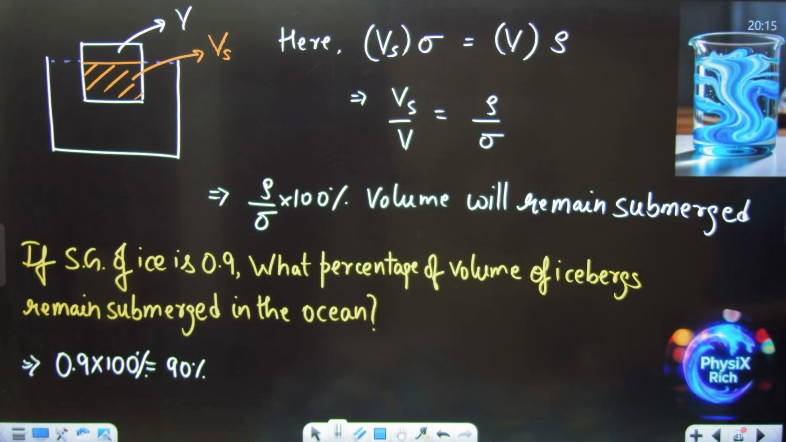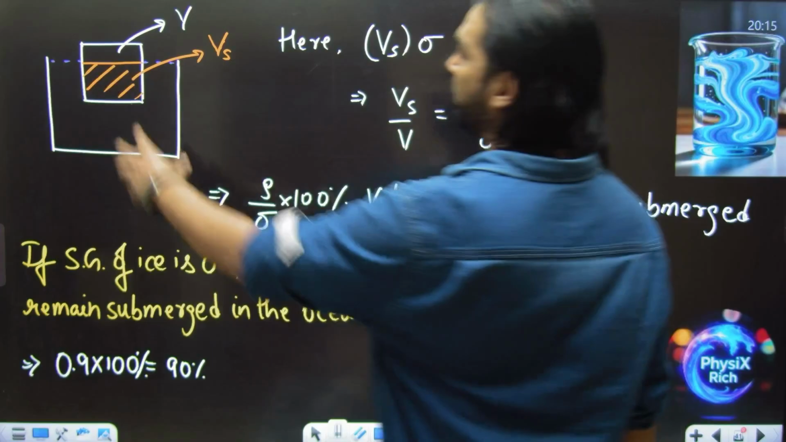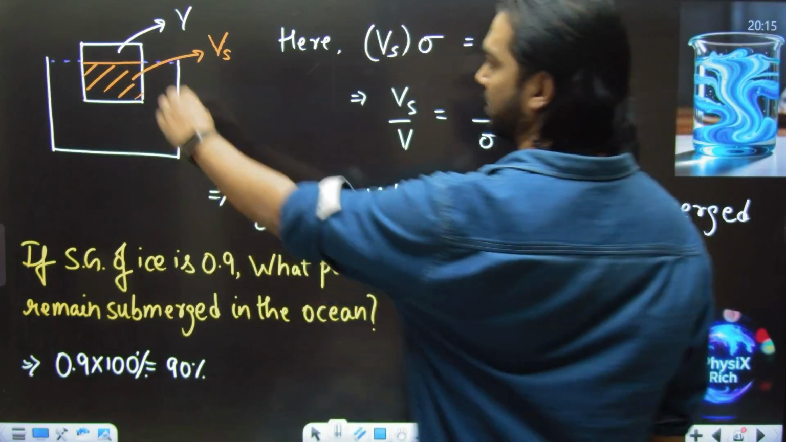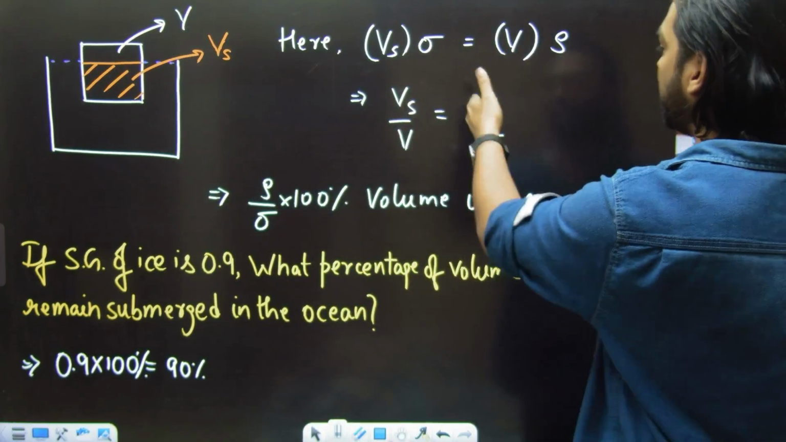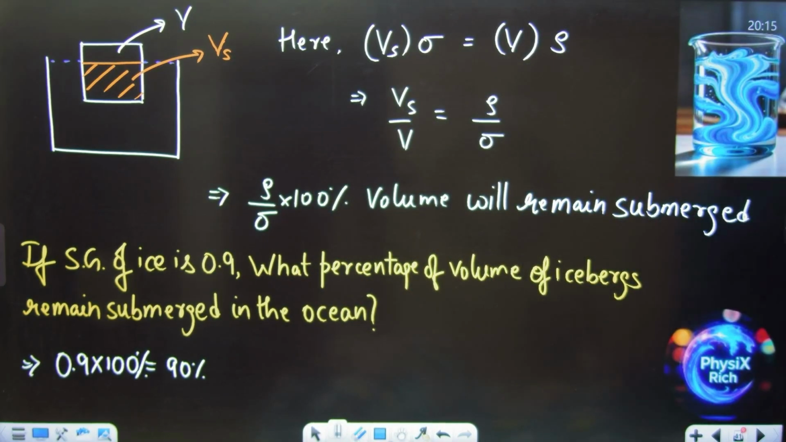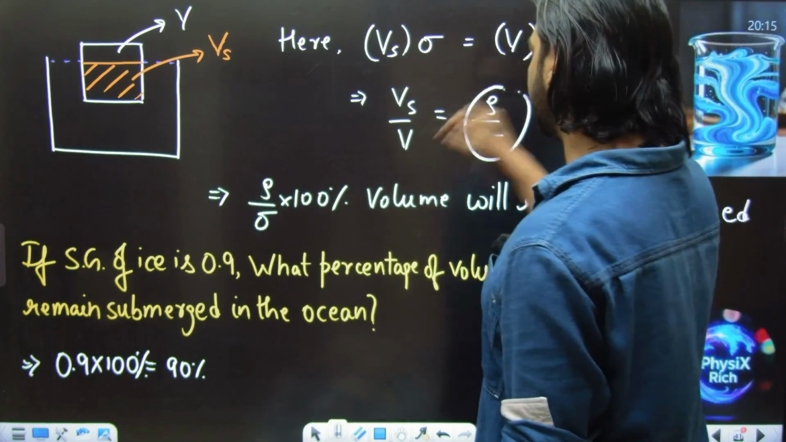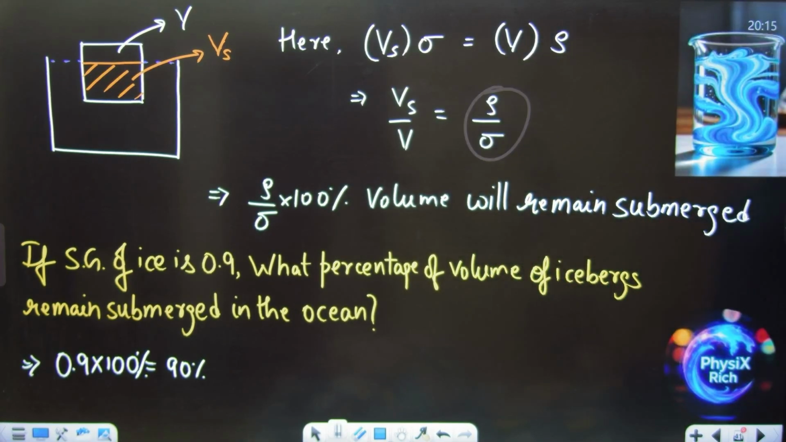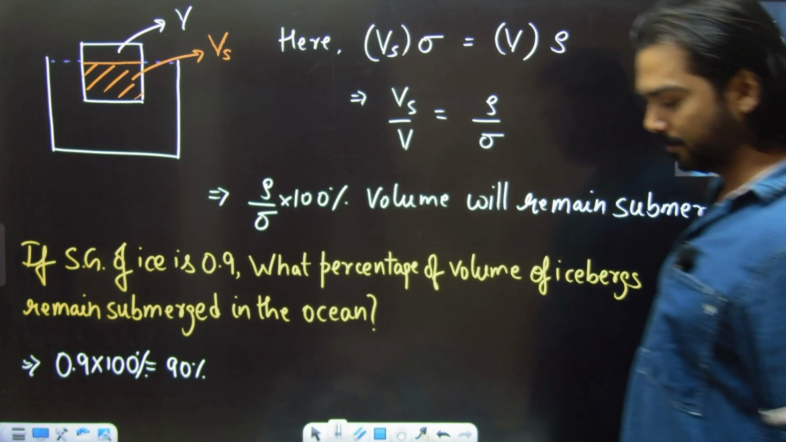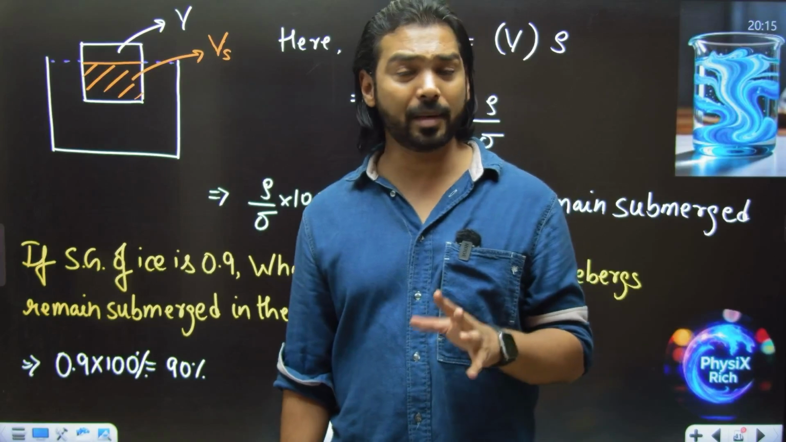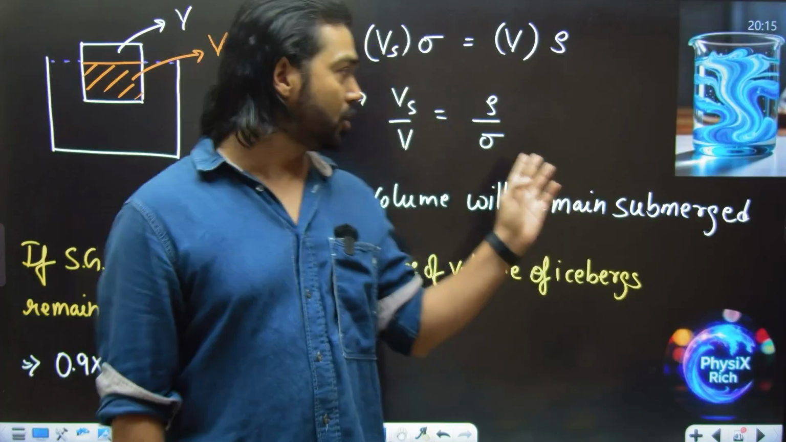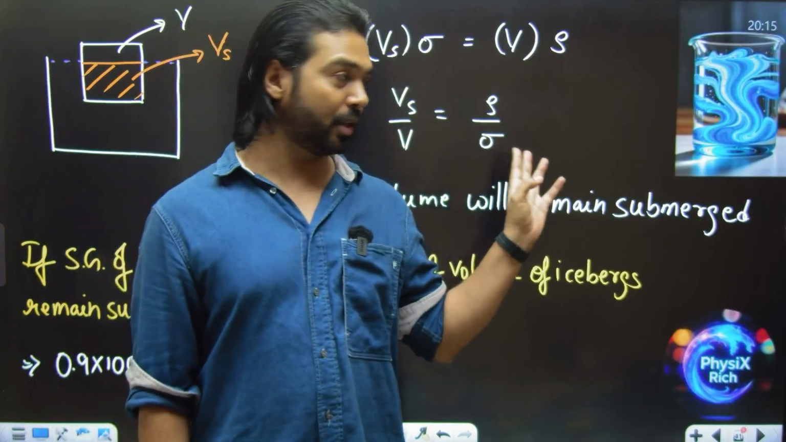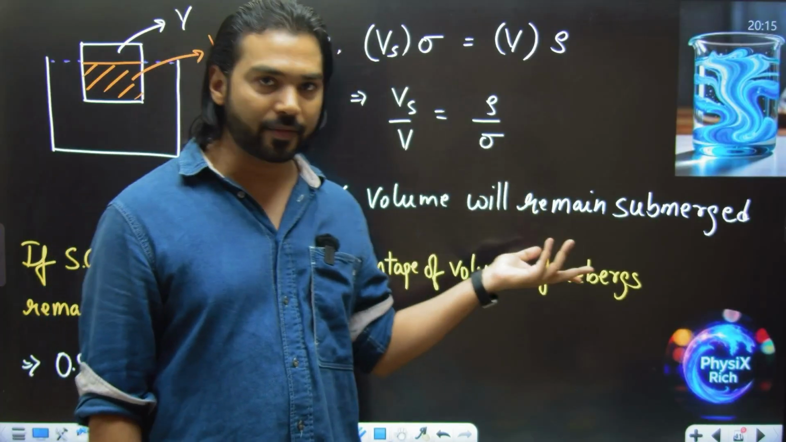So what do we have here, guys? We have an object floating on water. We see that this is the submerged portion. This is the total volume. So Vs upon V is rho by sigma. Now what is rho by sigma? Rho by sigma is basically the relative density, where sigma is the density of the fluid. So if we take this to be the density of water, then we are talking about the specific gravity, Sg.